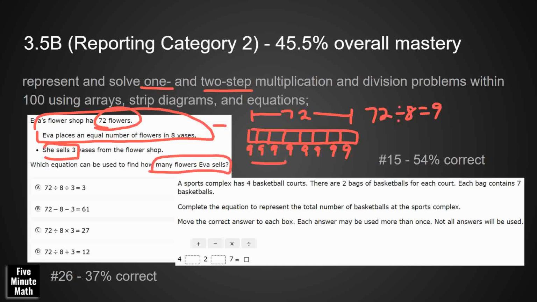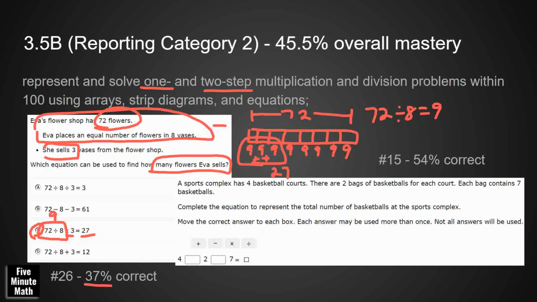Well, how many does she sell? Let's put a box around it. She sells, it's not 999, right? It's 9 plus 9 plus 9. She sells 27. So that only shows up once, but if we draw a picture, we can simply solve the problem and then find the equation that matches that. Because what did we do? We divided 72 by 8 to get 9, and then we multiplied that by 3 because there's 3 sets of 9 that she sold, and that is our answer there of 27.